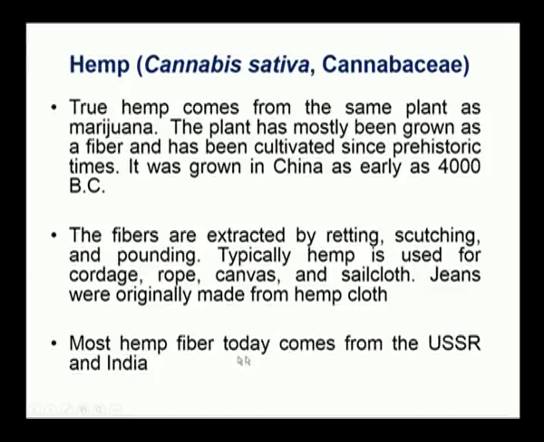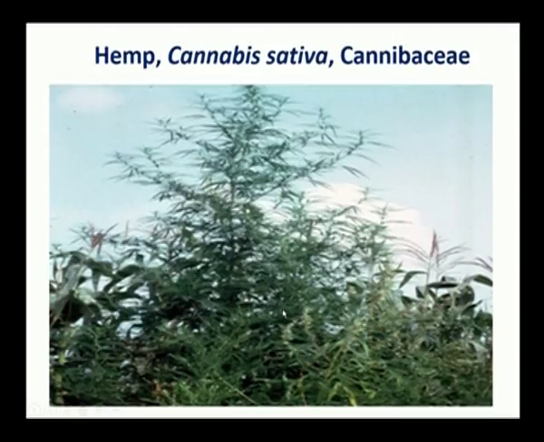Most hemp fiber today comes from the USSR and India. So, the former Soviet Union, which is now Russia, and India are major producers of hemp fiber compared to other parts of the world. The plant shown here in the picture is hemp. From this plant material, the stem is used as a fiber.